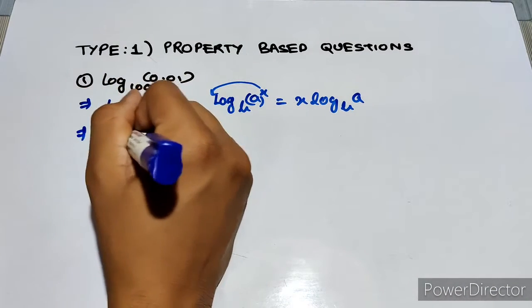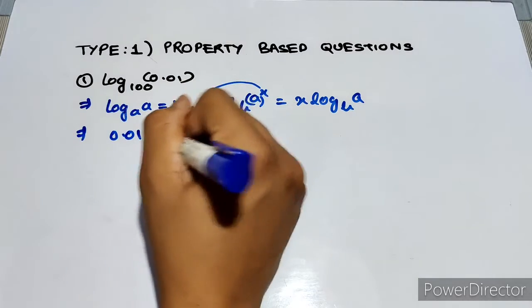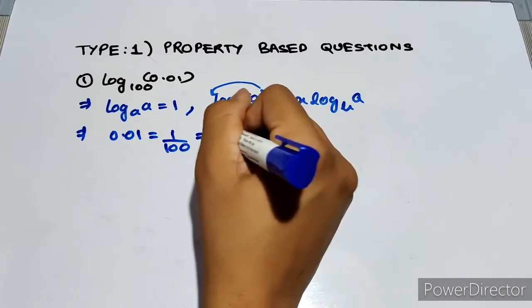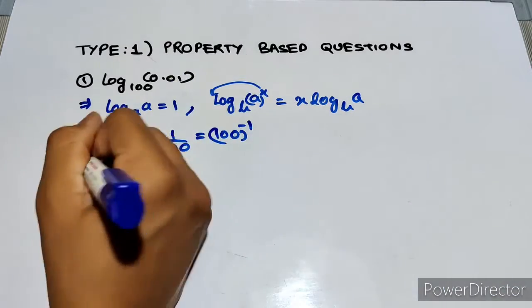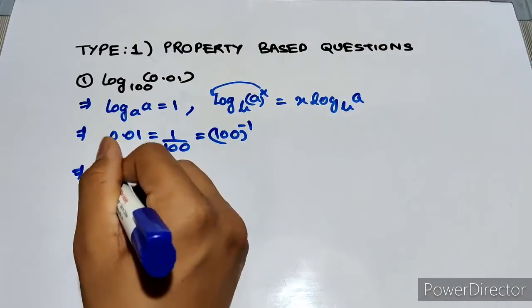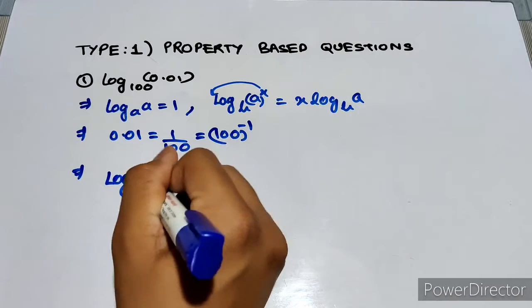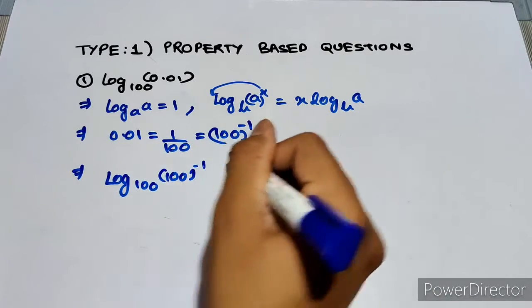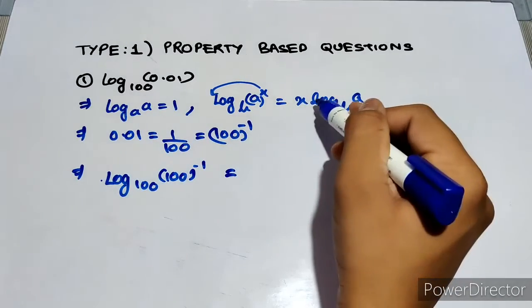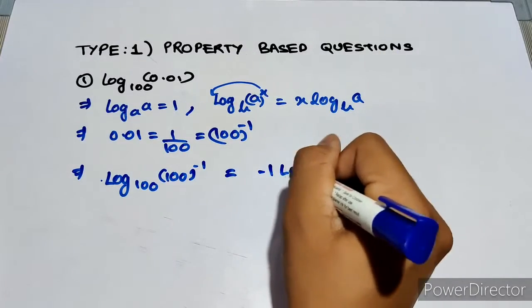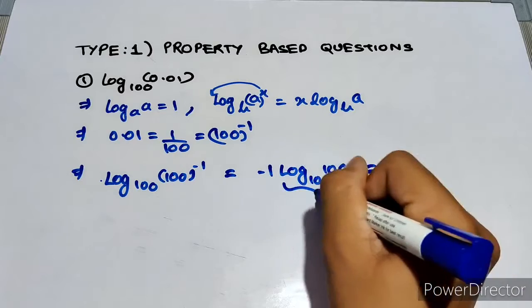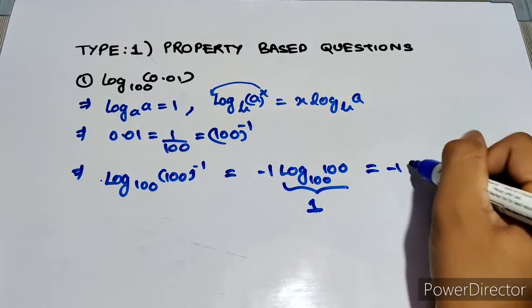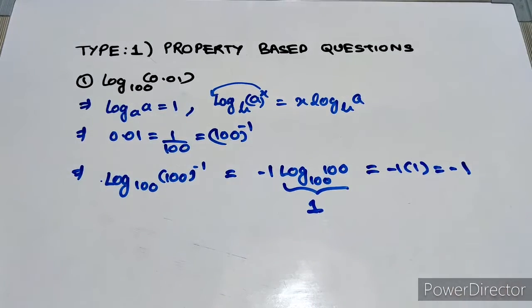Using these properties we can solve this question. We can write 0.01 as 1 upon 100, which is also equal to 100 to the power minus 1. So if we substitute 100 to the power minus 1 here, it will be log of 100 to the minus 1 base 100. This minus 1 will come outside by the property, so minus 1 log of 100 to the base 100. This term will become 1, and hence the answer is minus 1 into 1, that is minus 1. Hope the question is clear to you.